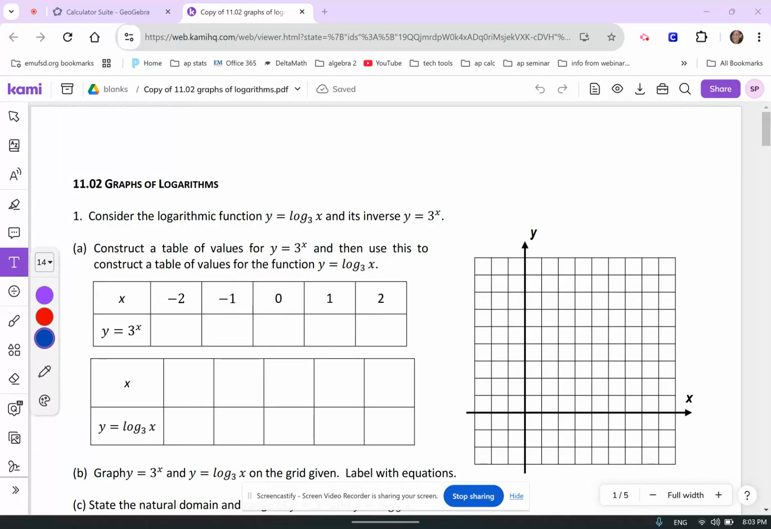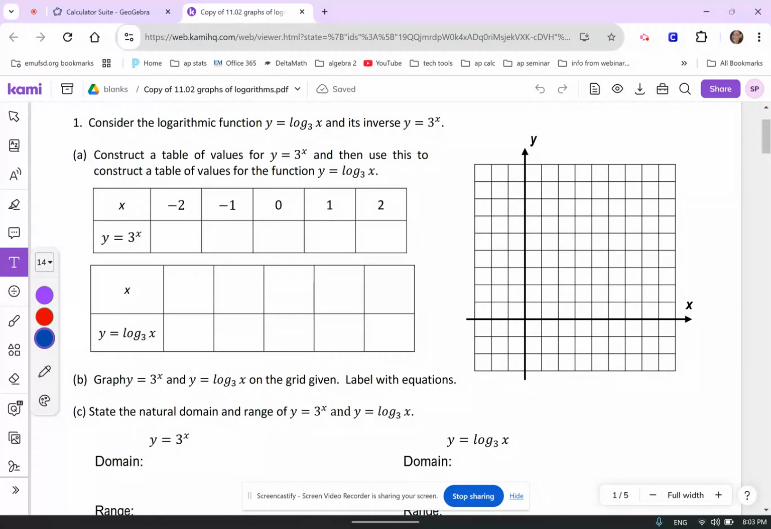So in the first exercise, they ask you to graph log base 3 of x, and we know a log is the inverse of an exponential function. So let's start by graphing y equals 3 raised to the x, and yes, you can use your GeoGebra to graph it, but I'm just going to graph this by hand.